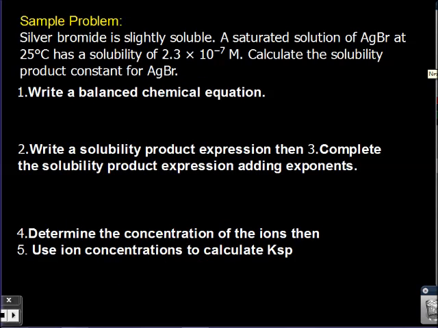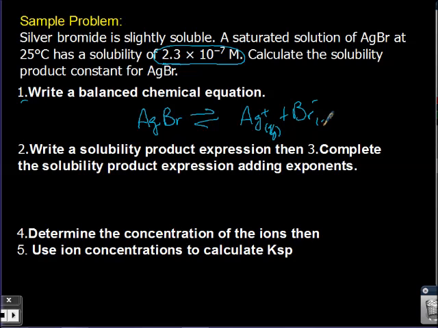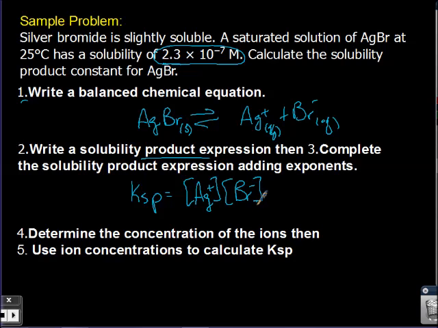Example here: silver bromide, slightly soluble. It has a solubility of 2.3 times 10 to the negative 7th molar. Calculate the solubility product constant for AgBr. I start with my balanced equation. AgBr goes to Ag plus and Br minus, and both of these are aqueous. This was my solid. I write my solubility product constant expression, my KSP. It's going to be equal to the concentration of Ag plus times the concentration of Br minus. Then I figure out the concentration of the ions.